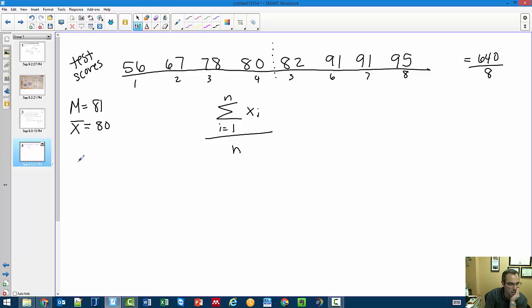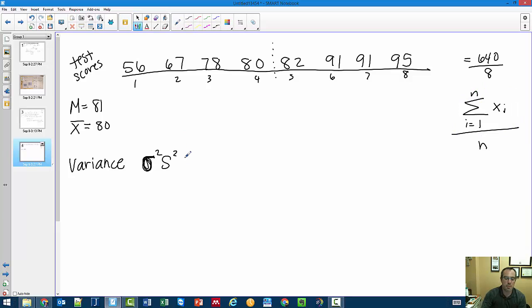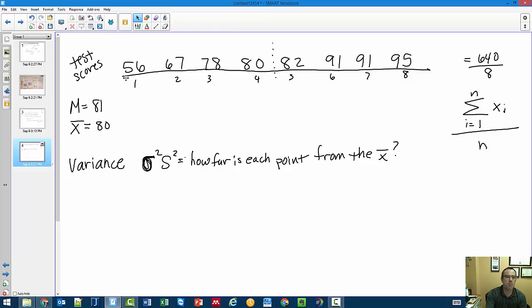But that's the average. We're going to take a look today at something called the standard deviation. And when we take a look at the standard deviation, it starts with something that's referred to as variance. And we're going to use the Greek letter sigma, or S squared. So we are going to take a look at variance. And variance really says, for all of this data that I have up here, how far is each point from the mean, from the average. All right, so how far is that?